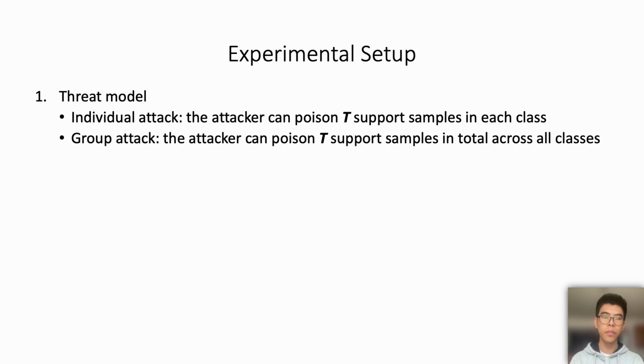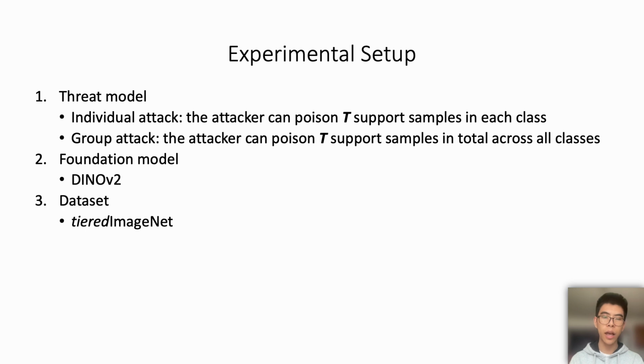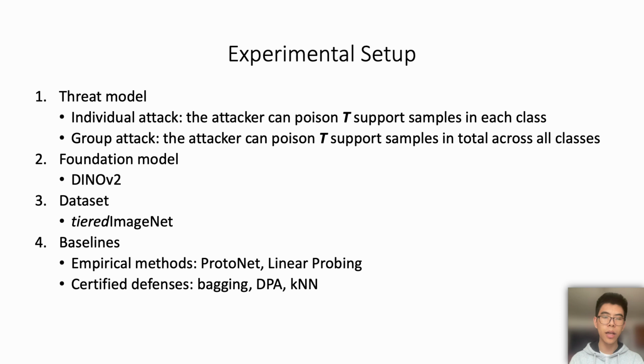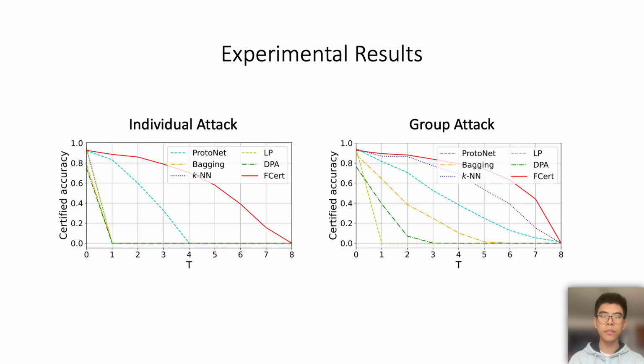For the experimental setup, we consider 2 threat models. We consider individual attack, where the attacker can poison T support samples in each class. And we also consider group attack, where the attacker can poison T support samples in total across all classes. We use DINOv2 as the foundation model and use tieredImageNet as the dataset. We compare with both empirical methods and certified defenses. We also consider many other settings. Please refer to our paper for more details.